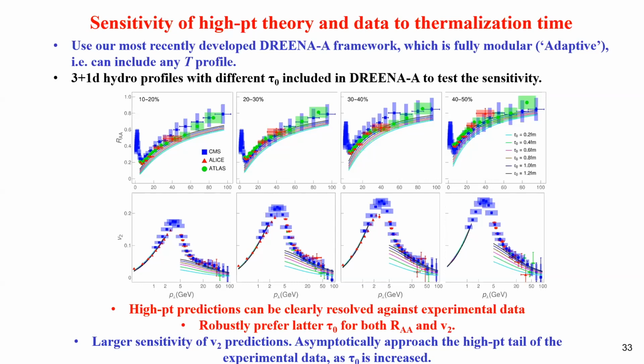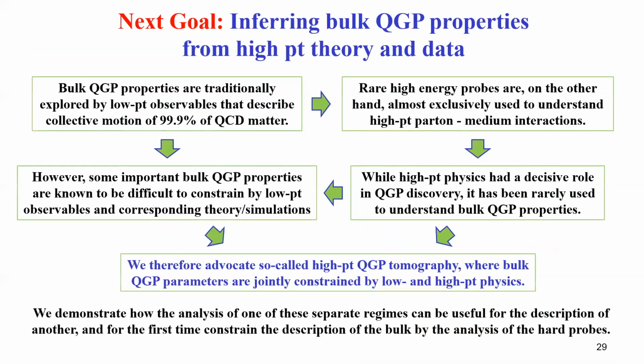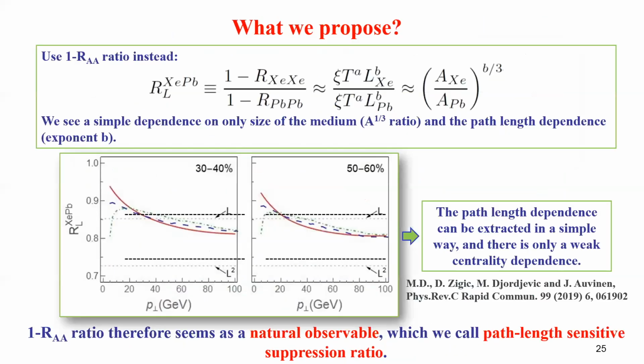I have a question about, I think around slide 25. Okay. You say that this ratio of 1 minus REA might be better than just the ratio of the REAs.